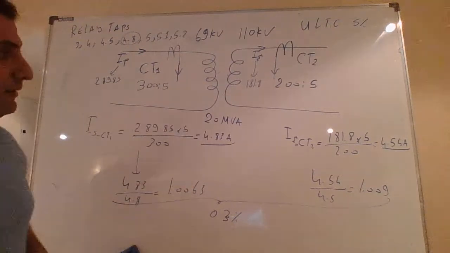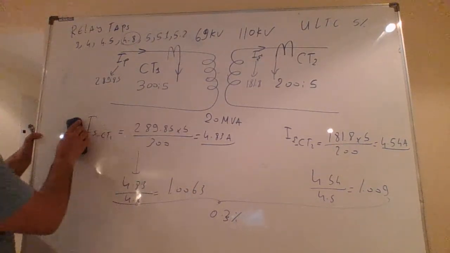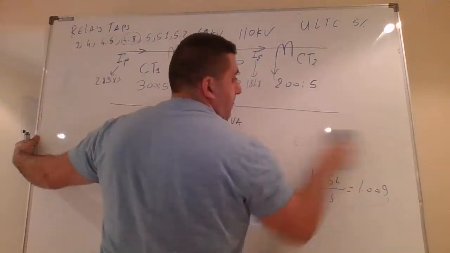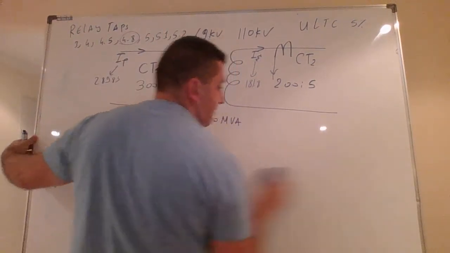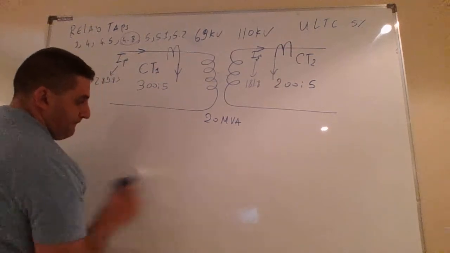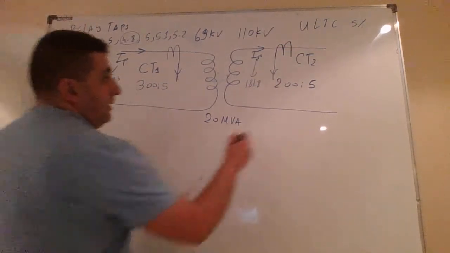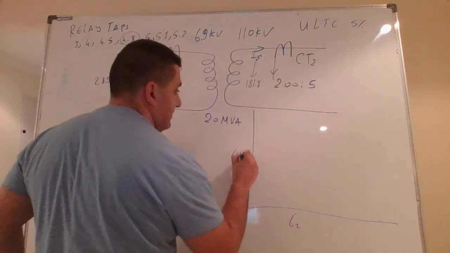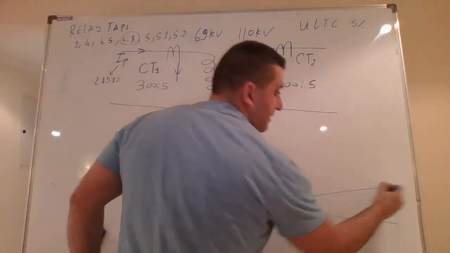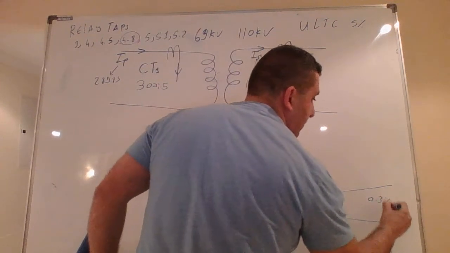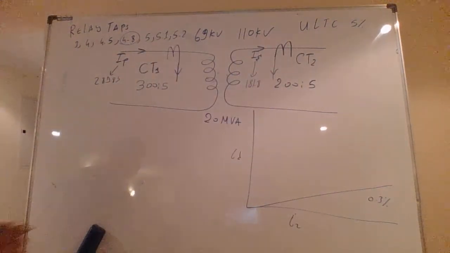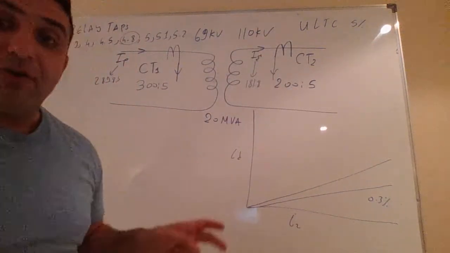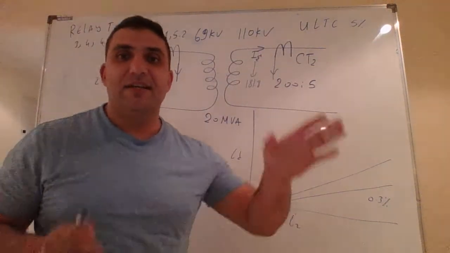So if I go back, let me delete this. I want to draw this back. This is IR, this is ID. The first error, the mismatch, was 0.3%. The second error that we discussed was the CT error.